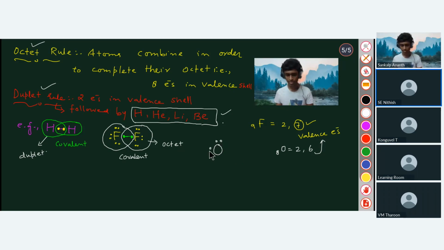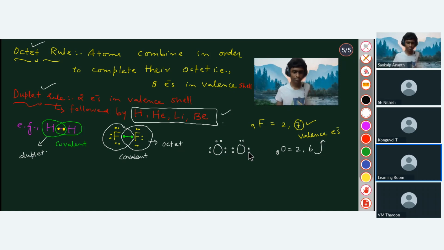Yes, it will have 4 lone pairs, and then 2 will be covalent. Each oxygen will just share 2 electrons mutually with another oxygen atom in order to form a double covalent bond. There will be double bond formation.